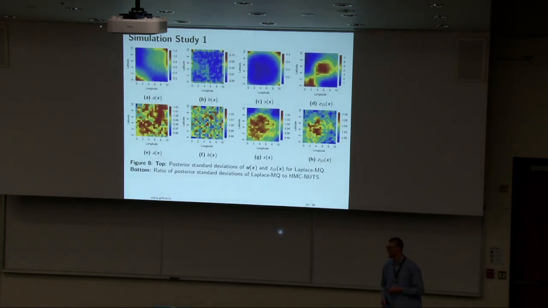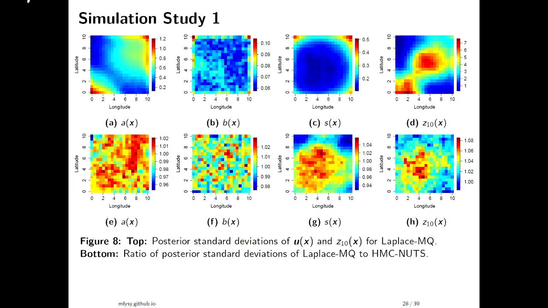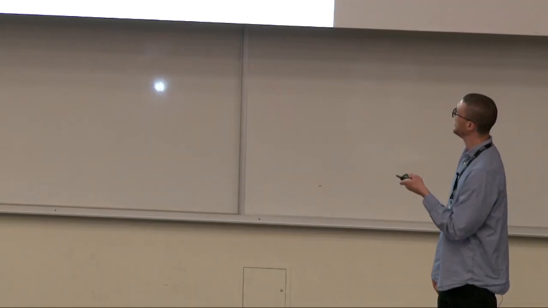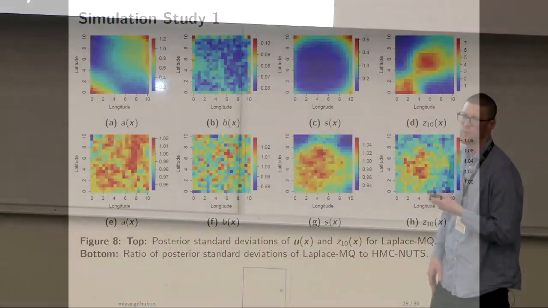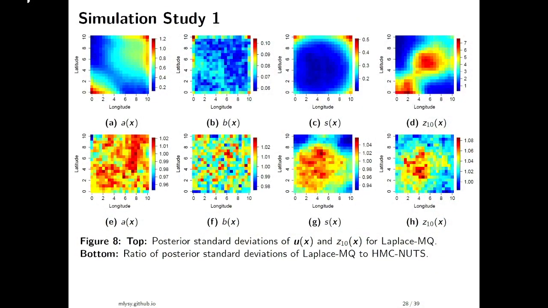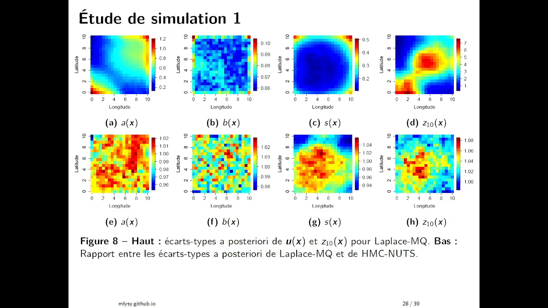Just in the interest of time, I won't get into this too much. All I want to read quickly is that the bottom row there is just the ratio of standard deviations. So far I've only been comparing things in posterior means. The bottom row there is the ratio of posterior standard deviations between true and our fastest approximation. The whole range here is between 0.95 and 1.02. So standard deviations are matching very closely as well. So it's accurate in this simple simulation.